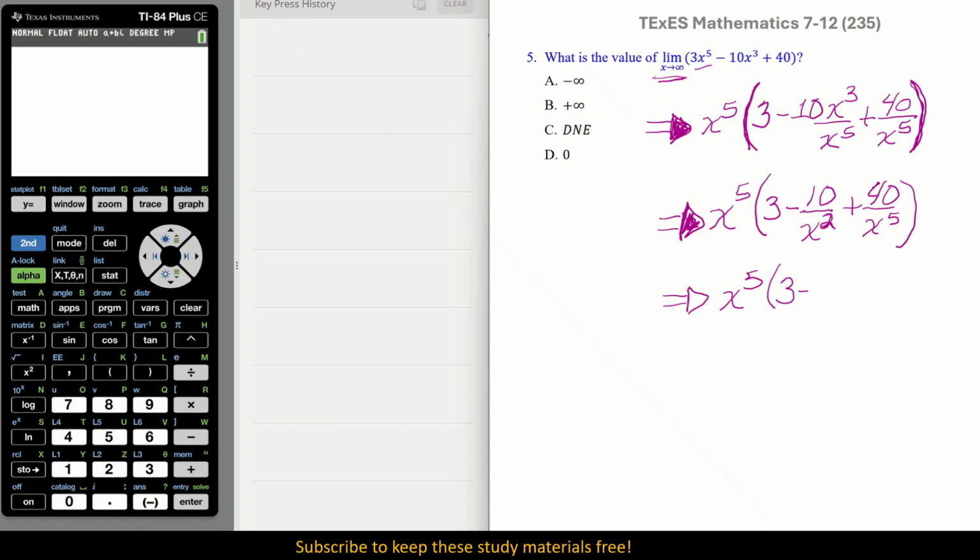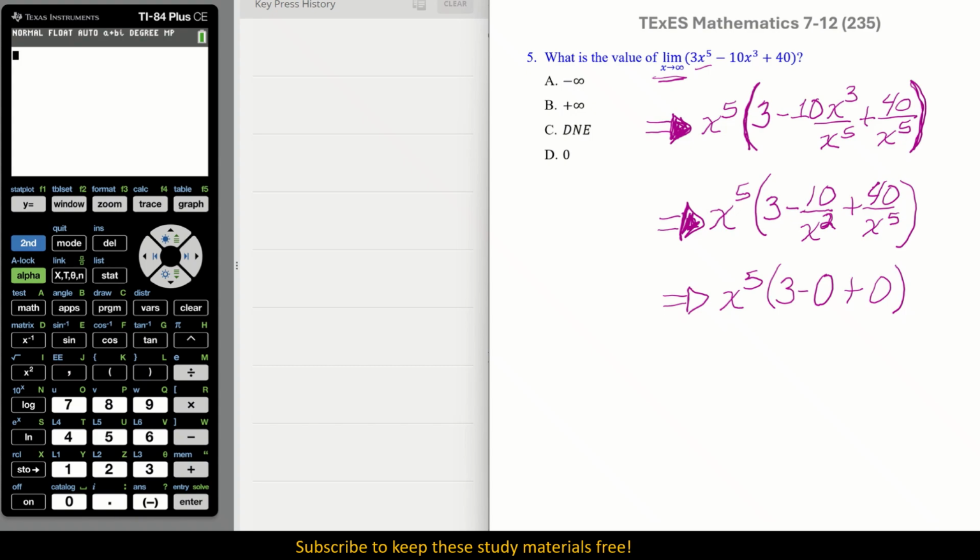Now, we're going to subtract 10 over x squared. As x approaches infinitely large values and you square it, that term has to approach 0. So that limit is minus 0. And the same thing for the next one. It's going to approach 0 even faster, because it's x to the 5th.